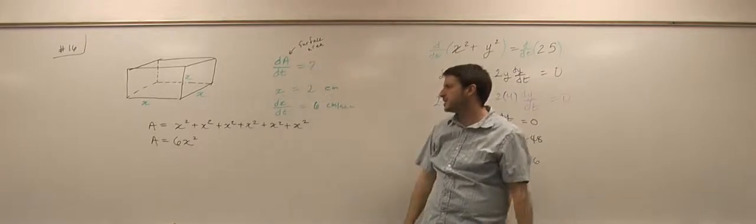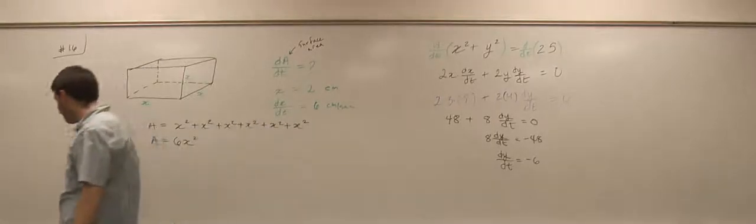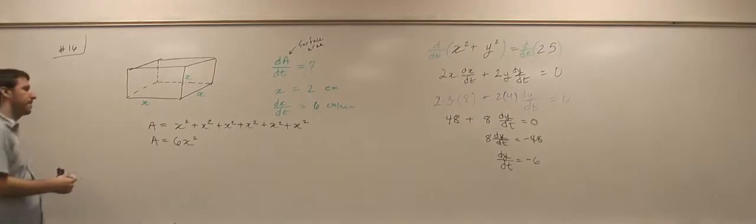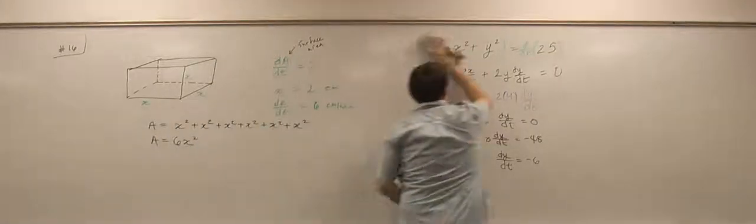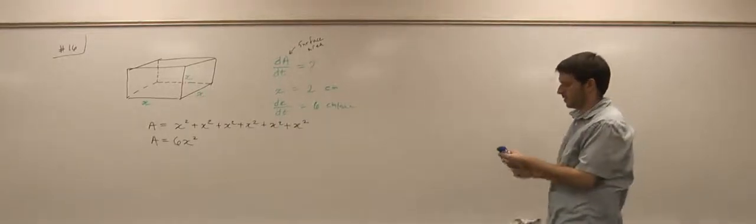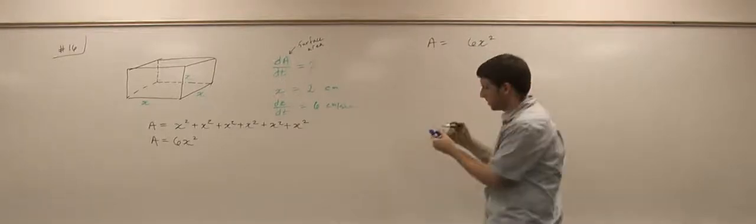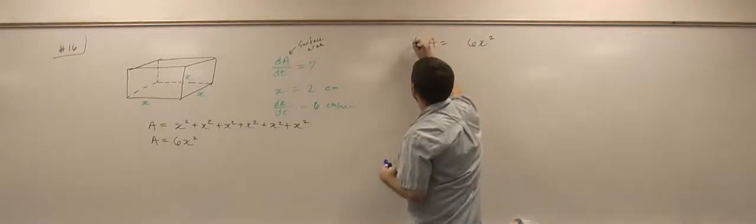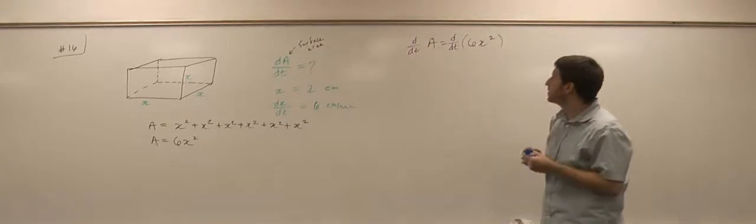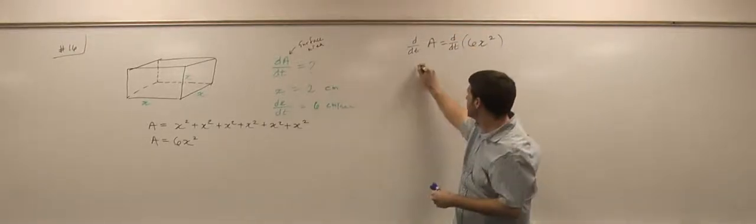In order to find the rate at which surface area is changing, to find dA dt when x is 2 and dx dt is 6, what do I have to do with this formula? Derivative with respect to time. Because I need to get a dA dt in there. So I derive both sides with respect to time. A equals 6x squared. d dt on both sides. So the derivative of A with respect to time is exactly what we're looking for.